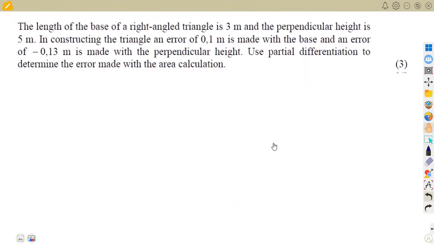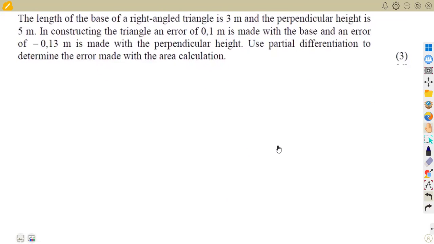All right, we are given the length of the base of a right angle triangle on another question here is 3 meters. So we have a right angle triangle, right? Remember, we're given the base. So let's say this is the base, this is the perpendicular height, right? So the length of the base is 3 meters, and the perpendicular height, which is the one that meets at 90 degrees, is equal to 5 meters.